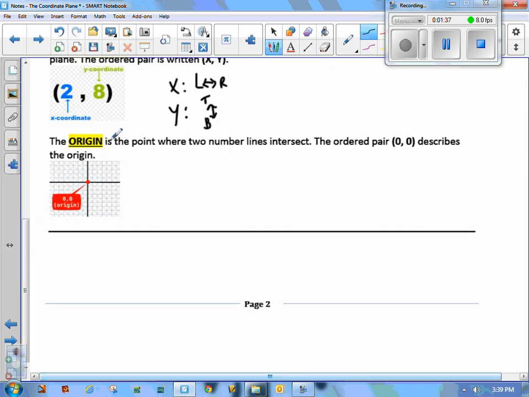So here's an example of the X coordinate and the Y coordinate. Then we have the origin. This is the point where 2 number lines intersect. The ordered pair 0, 0 describes the origin. Origin means beginning. So the beginning of our ordered pairs will always begin at the origin, and we will either go right or left or up or down according to our positive or negatives.